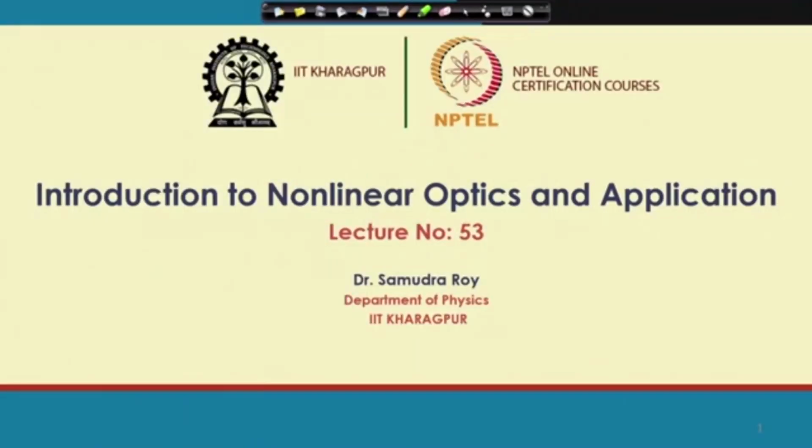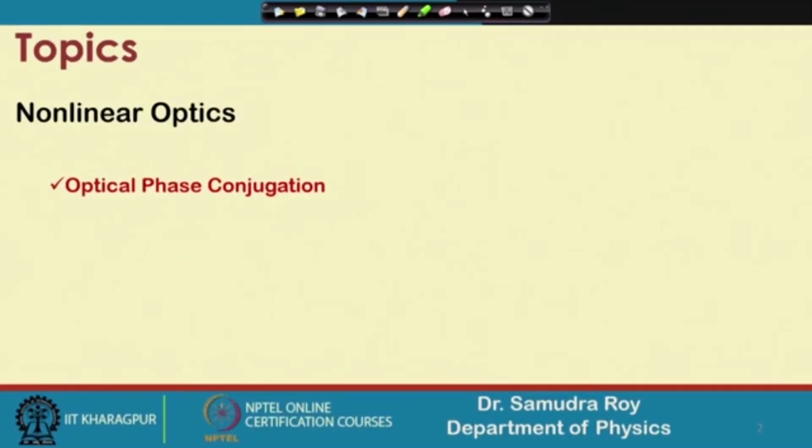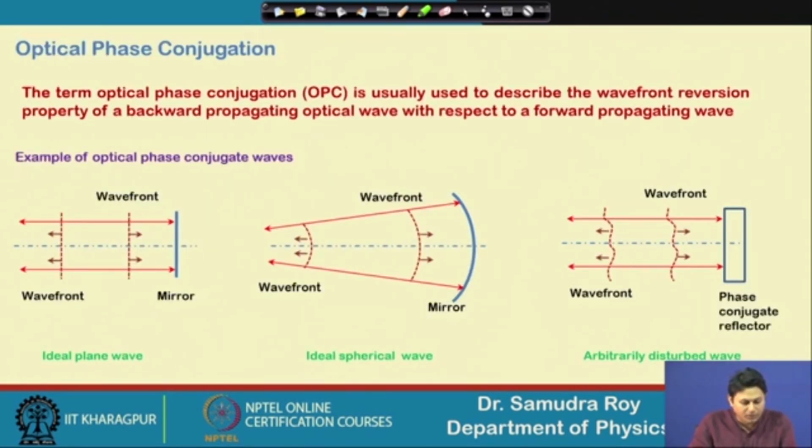So, welcome back students to the next class of nonlinear optics and its application. Today we are going to study one very important thing called optical phase conjugation. For the last few classes we have been studying four-wave mixing and the corresponding applications. Optical phase conjugation is some sort of four-wave mixing which has some applications that we are going to discuss in this class. So, what is four-wave mixing, what is phase conjugation under four-wave mixing?